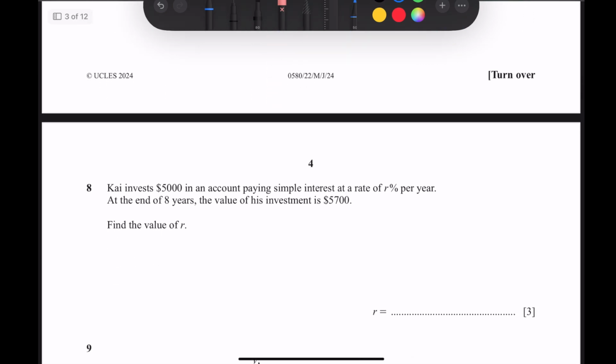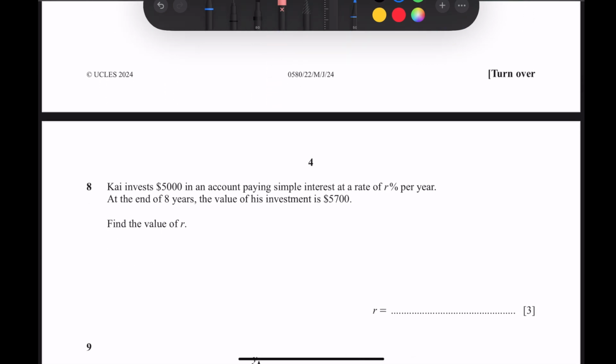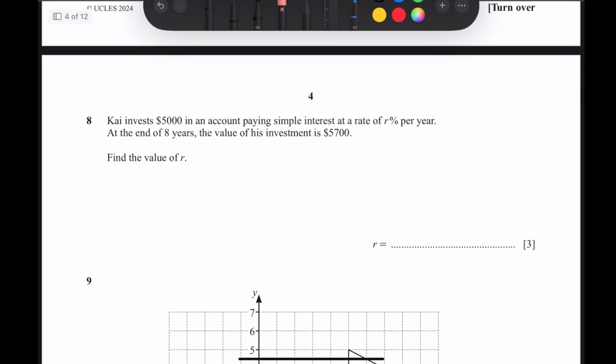Question 8. Guy invests $5,000 in an account paying simple interest at a rate of R% per year. At the end of 8 years, the value of his investment is $5,700. Find the value of R.